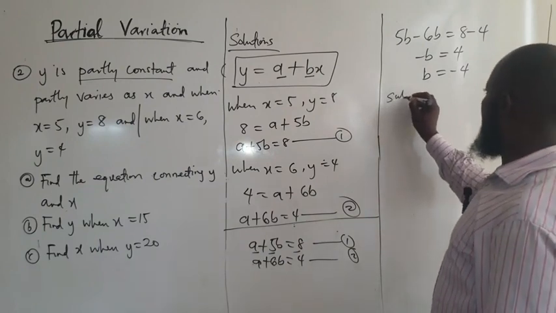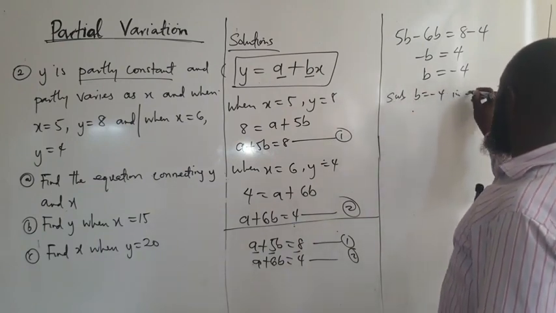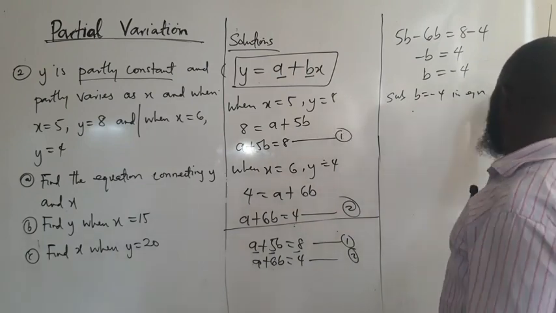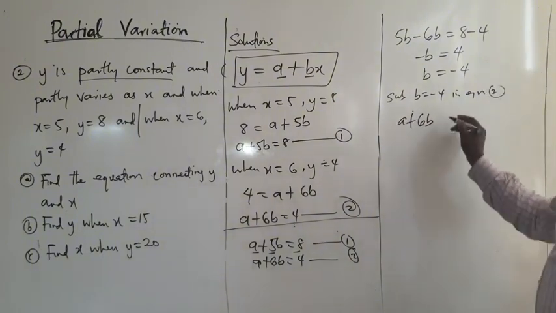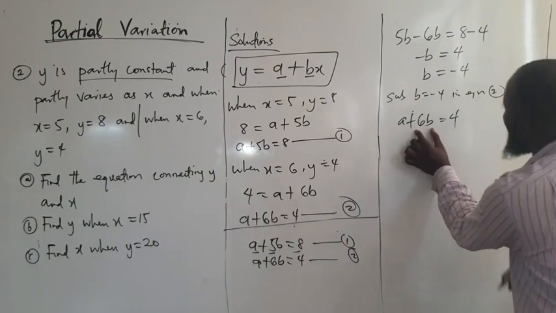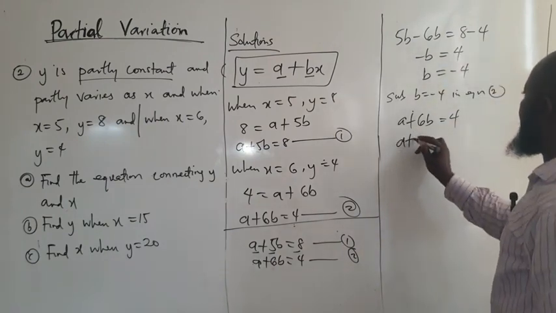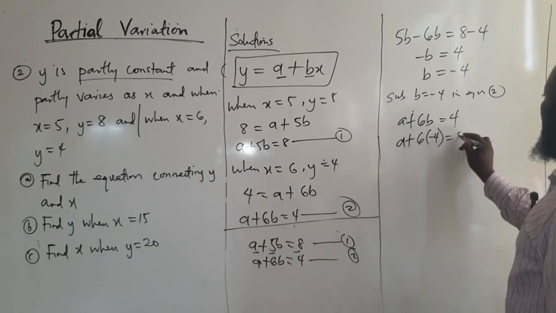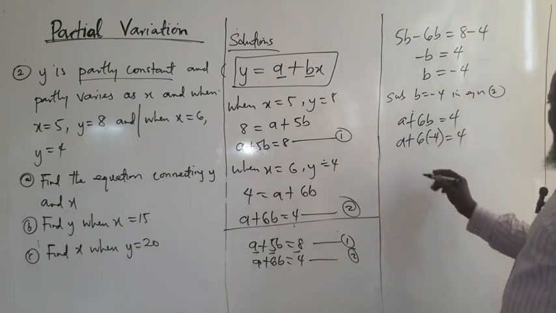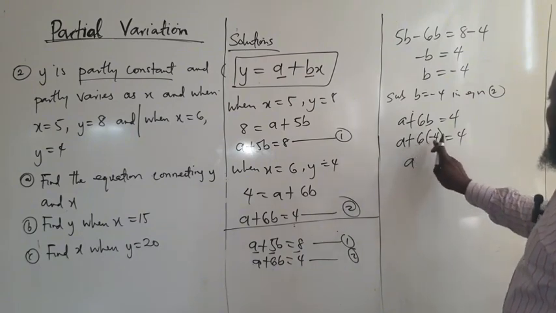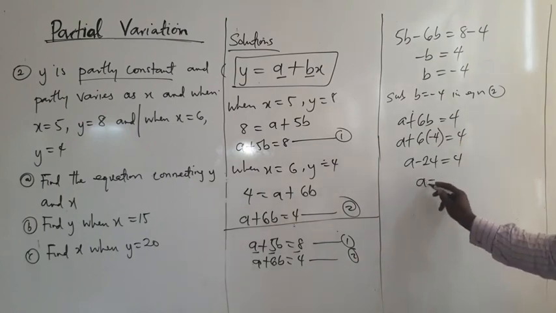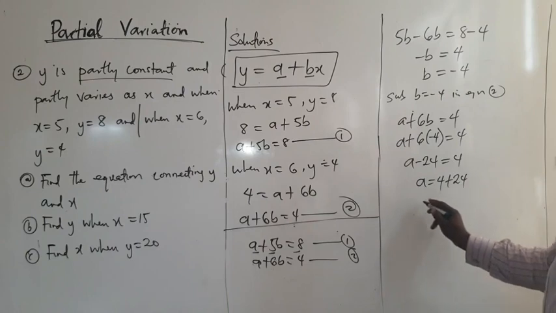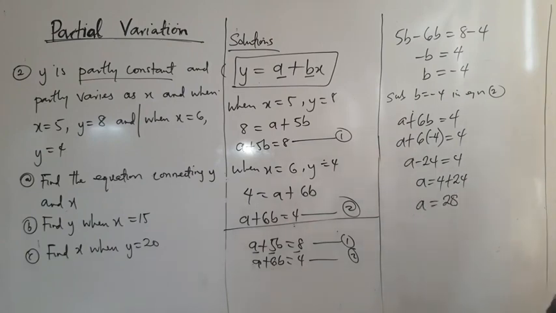So we know the B, constant B, it remains constant A. So we substitute B equals to minus 4 in any of the equations. Let's look at equation 2. So equation 2 is A plus 6B equals 4. So wherever we see B, we put minus 4 there. So therefore we're going to have A plus 6 into bracket minus 4 equals 4. So A plus 6 times minus 4 will give us minus 24 equals to 4. Therefore, A equals to 4 plus 24. Therefore, A equals 28. So we found the two constants, A and B.